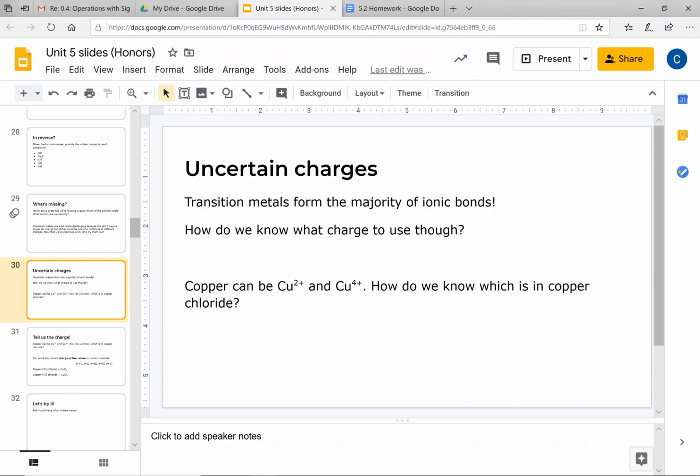Copper can be Cu2+, or it can be Cu4+. But here's the thing, when we're doing chemistry with them, they behave differently depending on whether it's Cu2+ or Cu4+. They have different properties depending on how many electrons they have. So when we're writing out labels, when we're writing out names, scientists need to know which kind of copper we have. How do we know which copper is in our copper chloride?